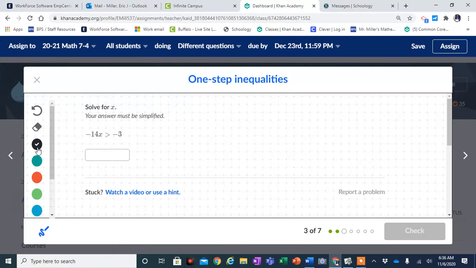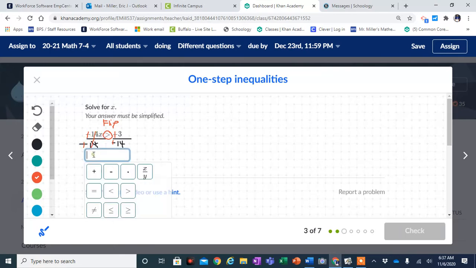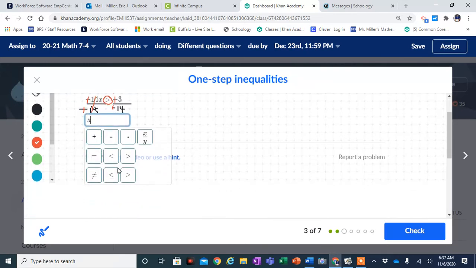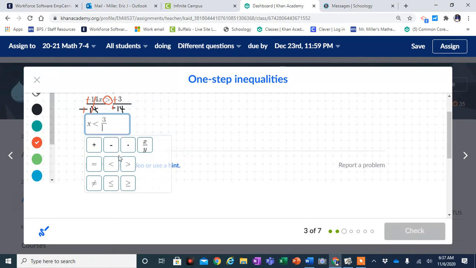Okay, for this one, here we go. To get rid of the negative 14, we have to divide by negative 14 on both sides. If you divide by a negative, that means the sign has to flip. And then a negative over a negative, those would just become positive. So that means this is going to be x. We have to flip the sign, and then it's 3 divided by 14.